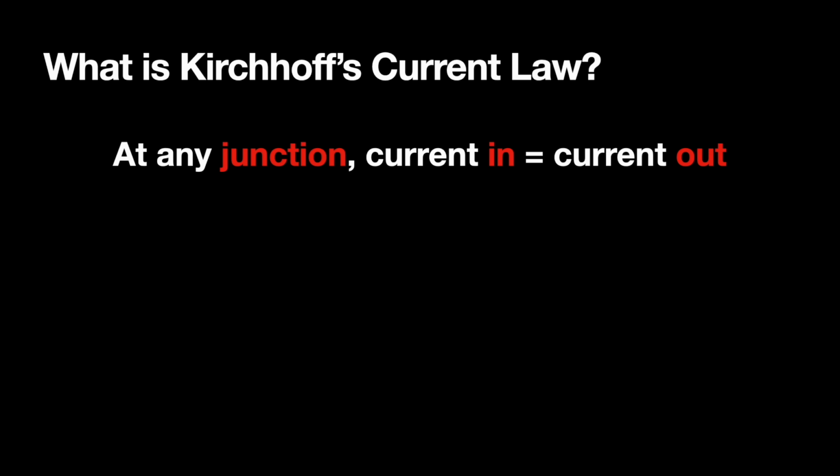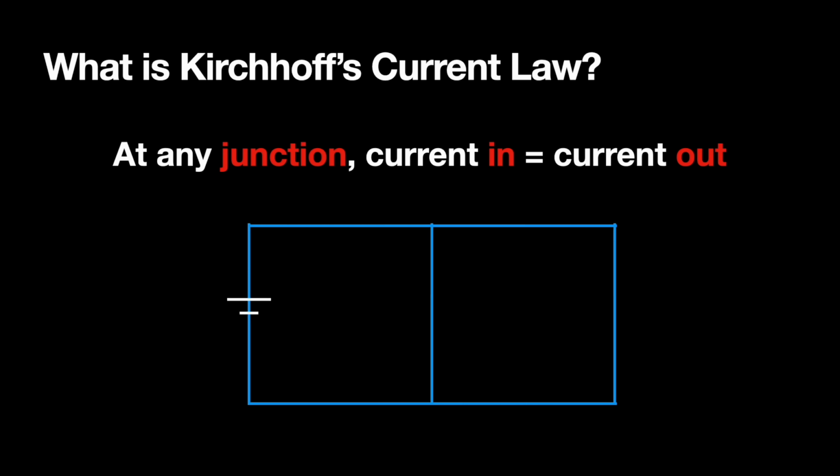Kirchhoff's current law states that at any junction, the current going in equals the current going out. So given this circuit, we have the current I1 from the battery, and it must split into I2 and I3 at the junction. Mathematically, I1 is equal to I2 plus I3.